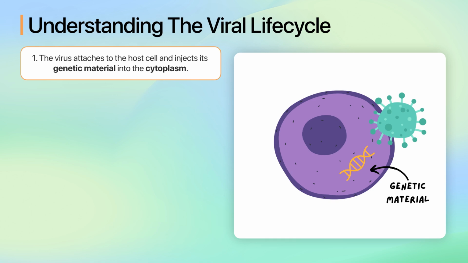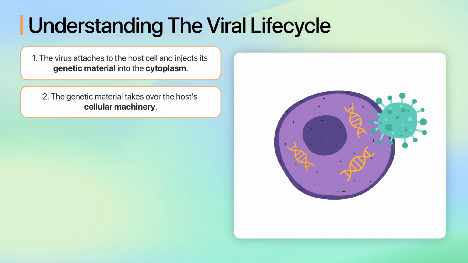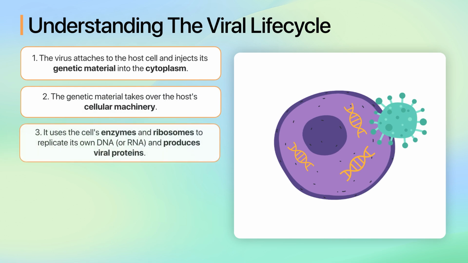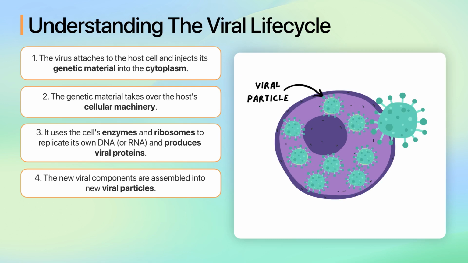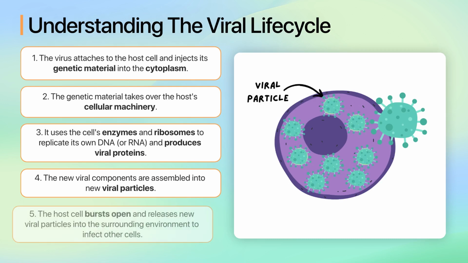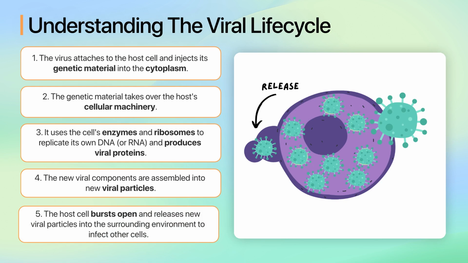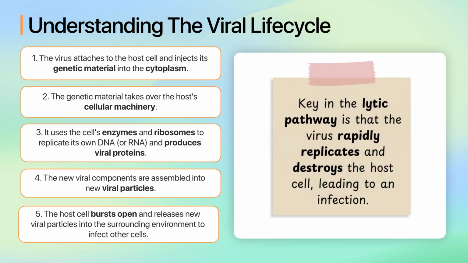Inside the host cell, the viral genetic material takes over the host's cellular machinery. It uses the host cell's enzymes and ribosomes to replicate its own DNA, or RNA, and produce viral proteins. These newly produced viral components are assembled into new viral particles. Finally, the host cell bursts open, which is also known as lysis. This releases the new viral particles into the surrounding environment. These new viruses can now infect other cells. To summarize the lytic pathway, the virus rapidly replicates and destroys the host cell, which leads to an infection.